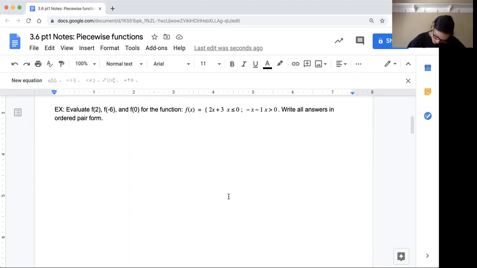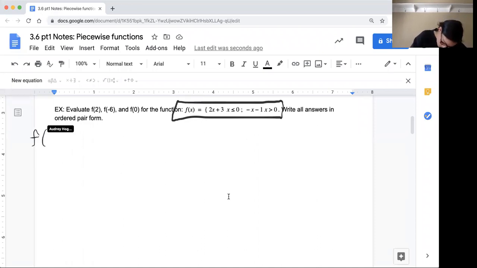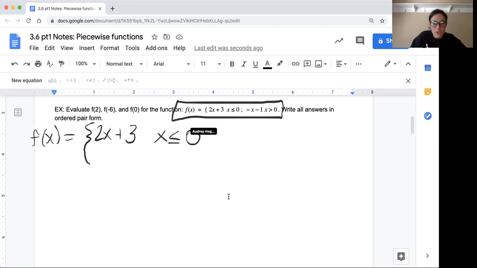So the first thing we notice about this is that our function looks a little bit different than anything we've ever seen before, right? It looks kind of weird. And it's hard for me to actually type these in the way that they're normally written. So this would actually normally be written like this. It's going to be f of x is equal to a curly bracket, and then 2x plus 3 for x is less than or equal to 0. And then the second function actually goes below it. So it's going to be negative x minus 1 for x is greater than 0. So this is actually what they look like.